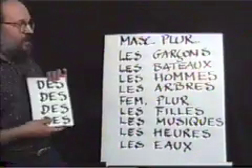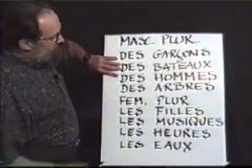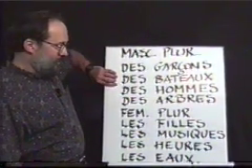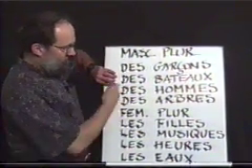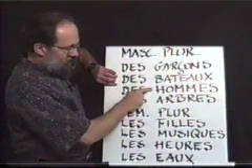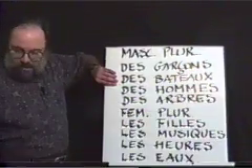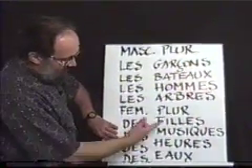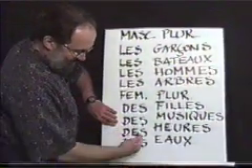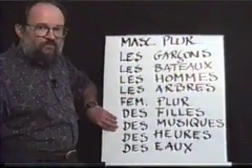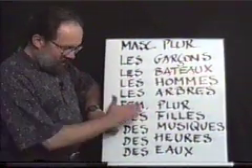Now, if I use an indefinite article, well, it'll become des garçons, des bateaux, des hommes, des arbres. I use the same form of the plural indefinite article, whether the noun begins with a consonant, a mute H, or a vowel. And in the feminine plural, the same thing will happen. Des filles, des musiques, des heures, des eaux. I'm using the same form of the indefinite article plural in front of these nouns.